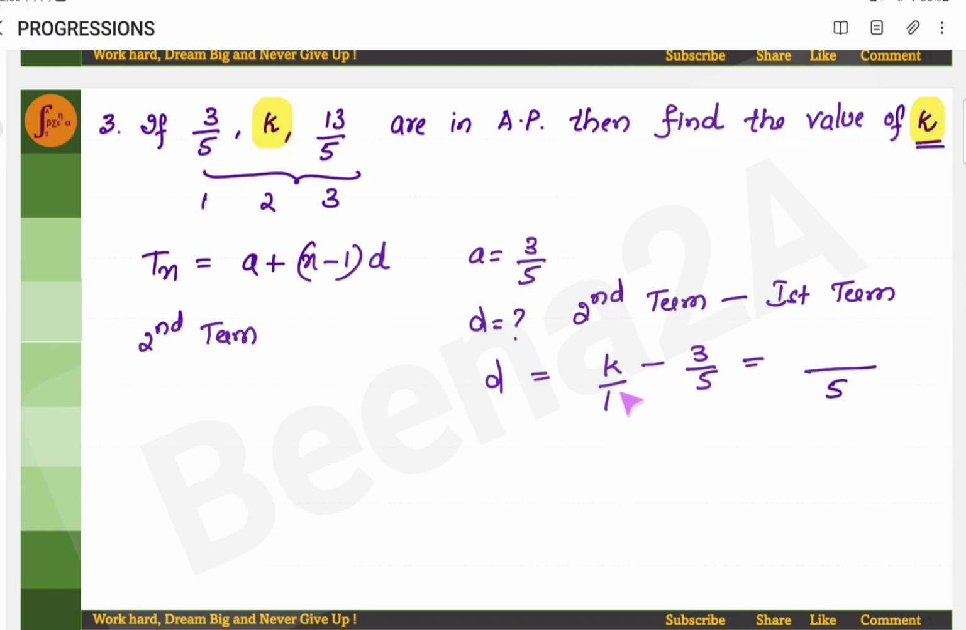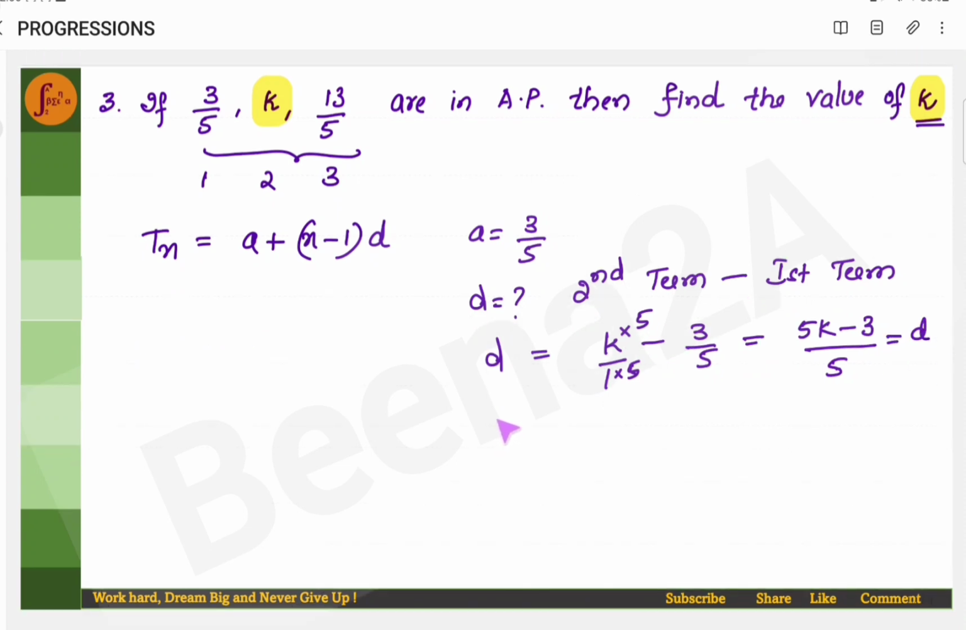5 is the LCM. So this will go 5 times, right? 1 into 5 is 5. So I'll have to multiply the numerator 5 times. So I'll get 5k minus 3. This is D.